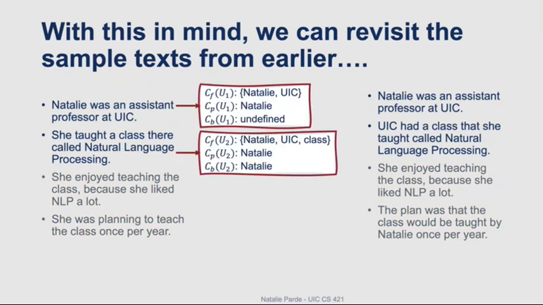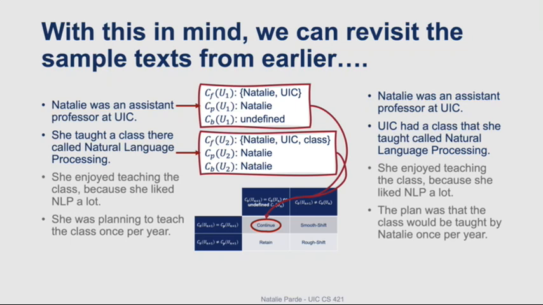In the first passage, our possible forward centers for the first utterance are the two entities we've identified in that utterance, Natalie and UIC. Based on some rules behind the scenes, perhaps based on the fact that the subject of this sentence is Natalie, we'll go ahead and select Natalie as the preferred center. We don't have a backward center for the first utterance because it's the first utterance. Our possible forward centers for the second utterance are Natalie, UIC, and class. And once again, our preferred center is Natalie. Our backward center is also Natalie because that was the centered entity for the first utterance.